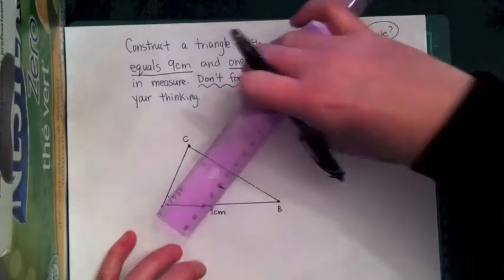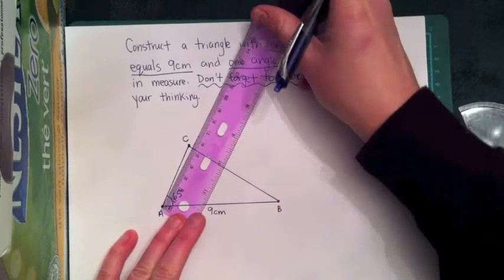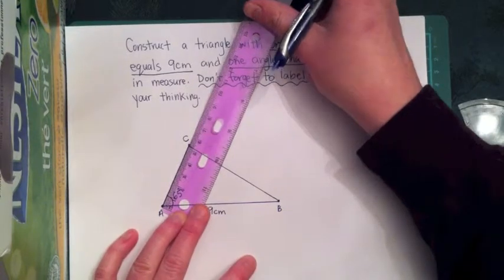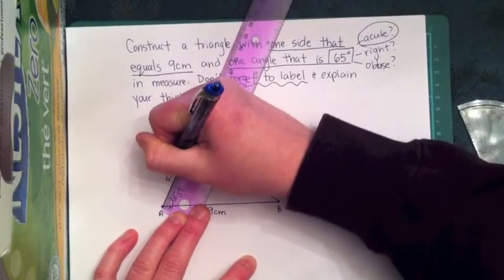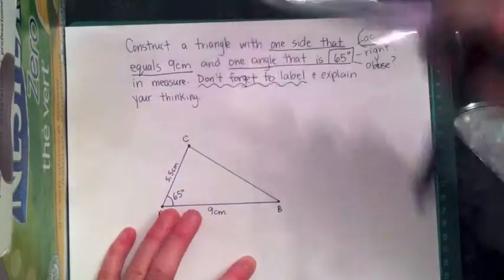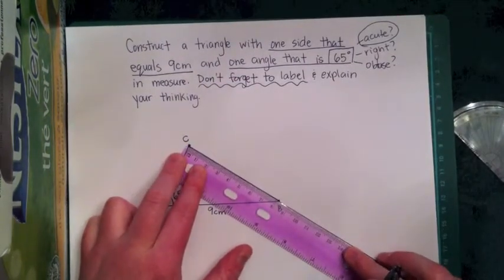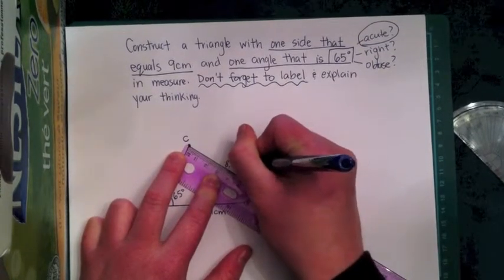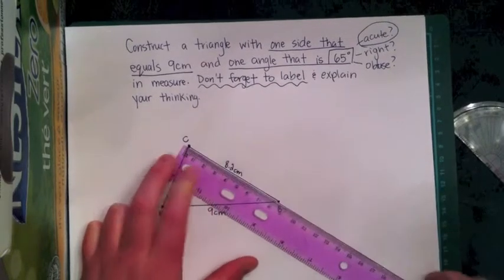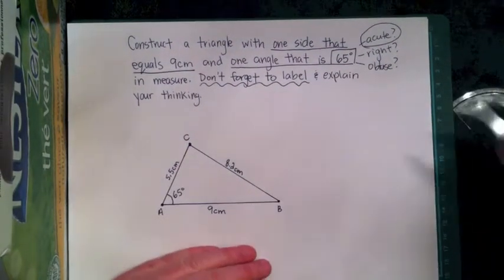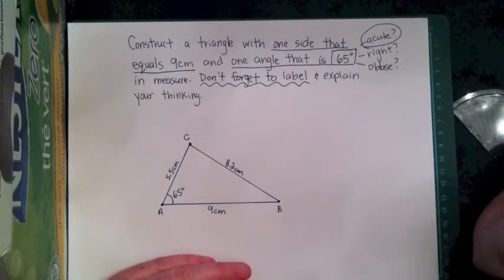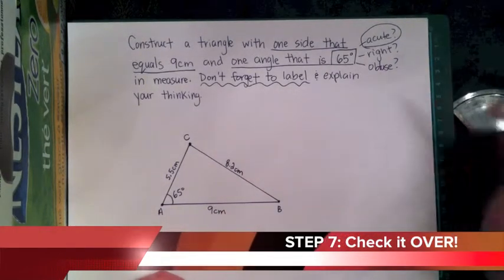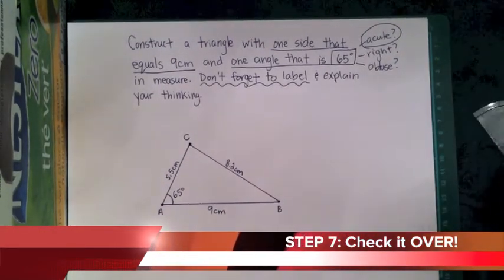I can simply measure the length in centimeters between AB, which is 5.5 centimeters, and between C and B, which is 8.2 centimeters. And essentially, I have answered this question. Now I want to check my work just to make sure that I've created the triangle that this question has asked me to do.